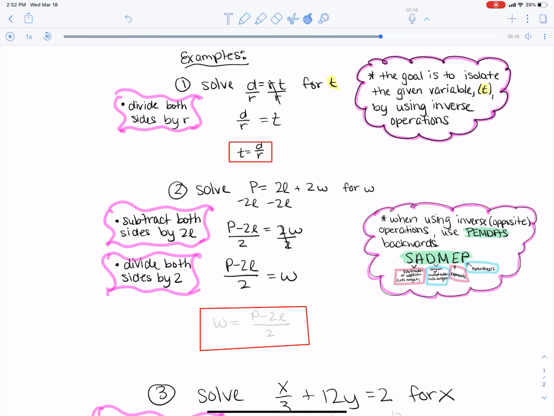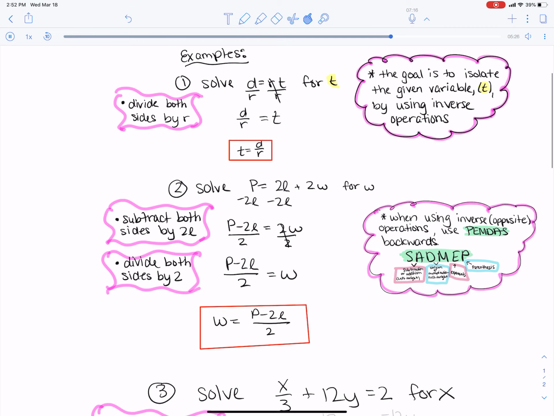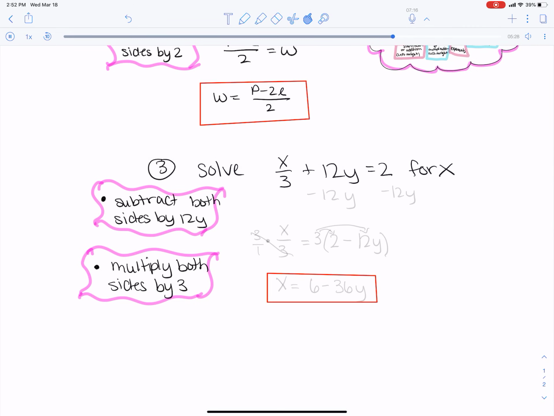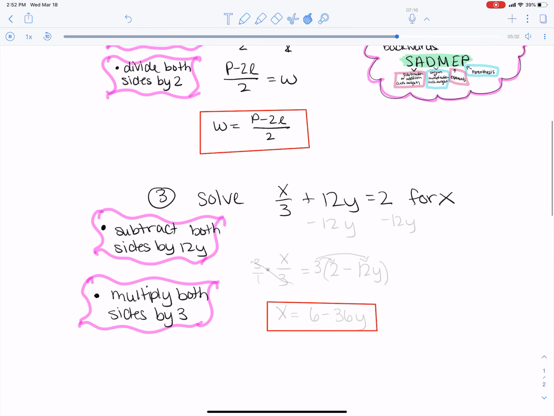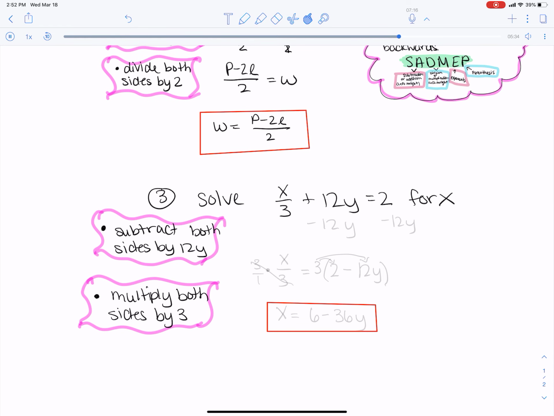And that's our answer. And then you can rewrite it if you want the variable on the left. So W equals P minus 2L divided by 2. And that's it. All right, example 3. So we're going to solve x divided by 3 plus 12y equals 2, and we're going to solve for x.